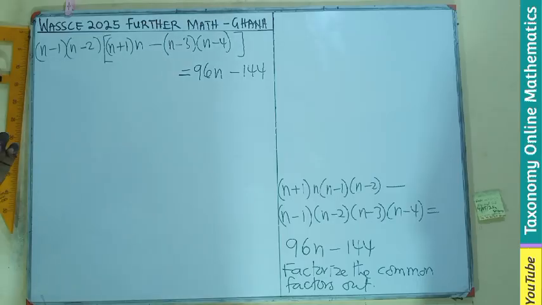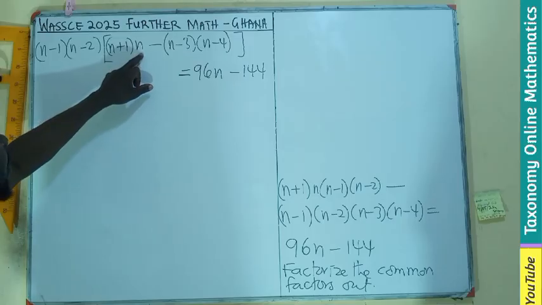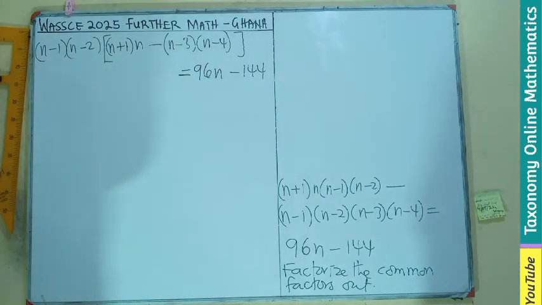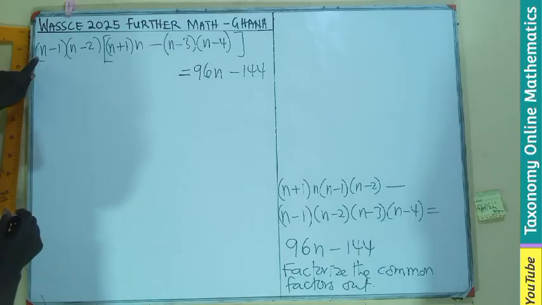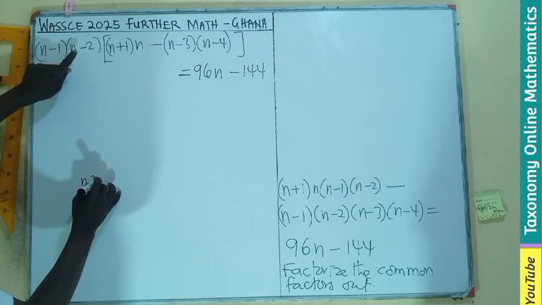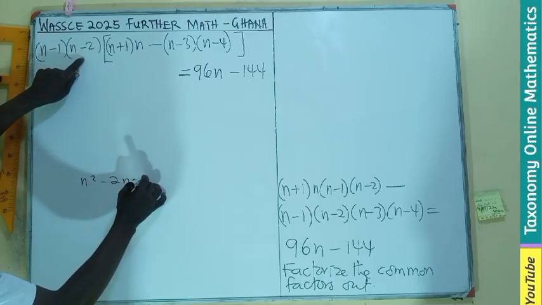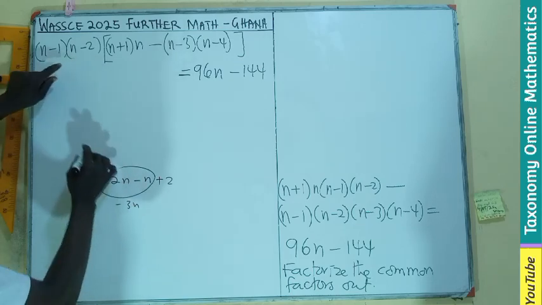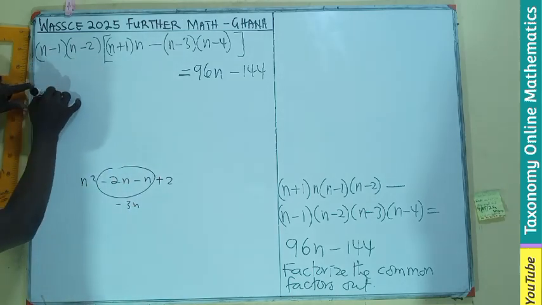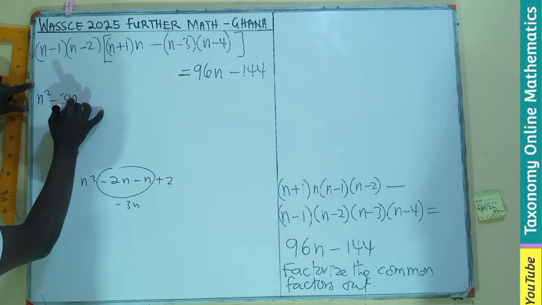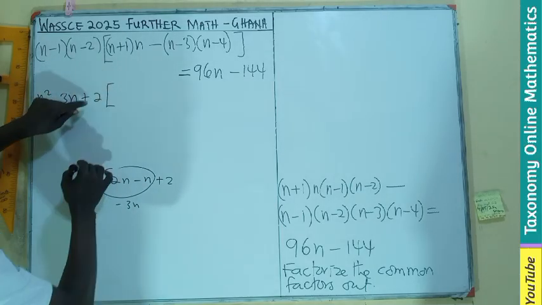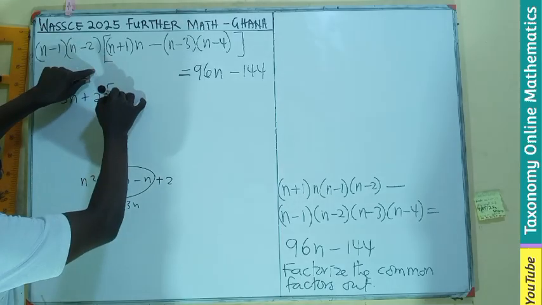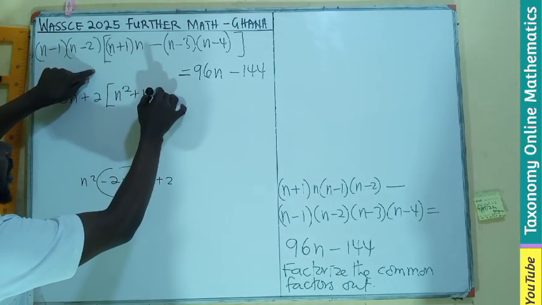What do we do next? Can we deal with the terms in the bracket? We can expand, right? Let's expand this, and because of the board, let's expand this part also. I'll be swallowing some of the steps. So this times this, n squared. This times this, minus 2n, minus n plus 2. So this gives you minus 3n. So here, I should be dealing with n squared minus 3n plus 2. Then here, I should be dealing with n squared plus n.